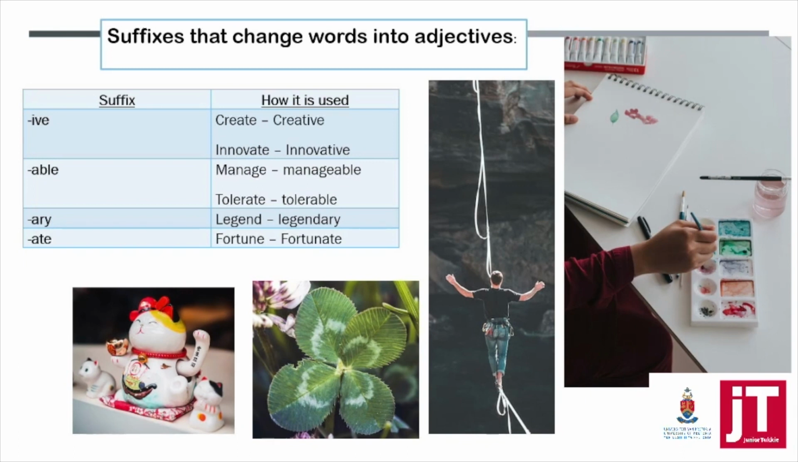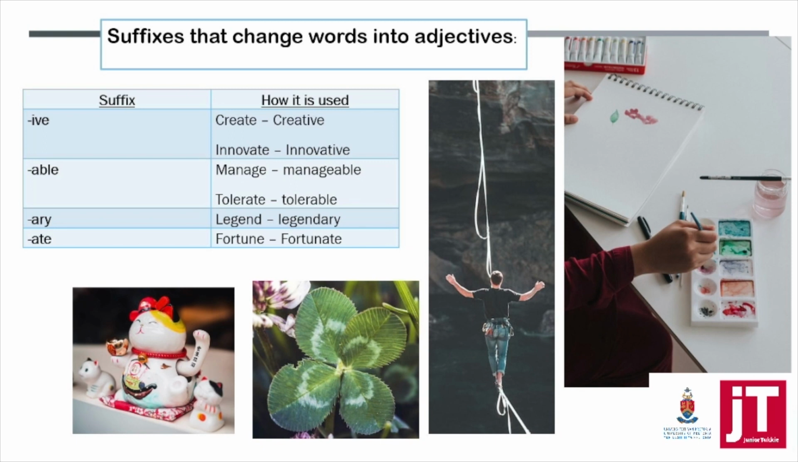Let's take a look at some other suffixes which might pop up in the exam. Suffixes that change words into adjectives. These include IVE, which turns into creative. So, I create is a verb. She is creative is an adjective. Innovate, again, is a verb. Innovative, an adjective, right?